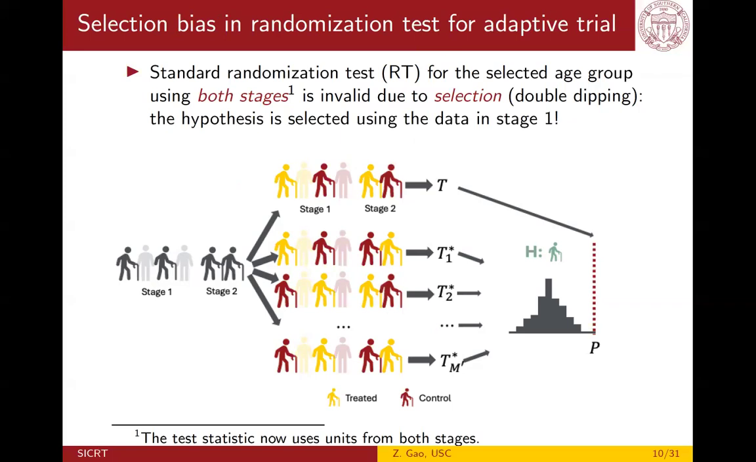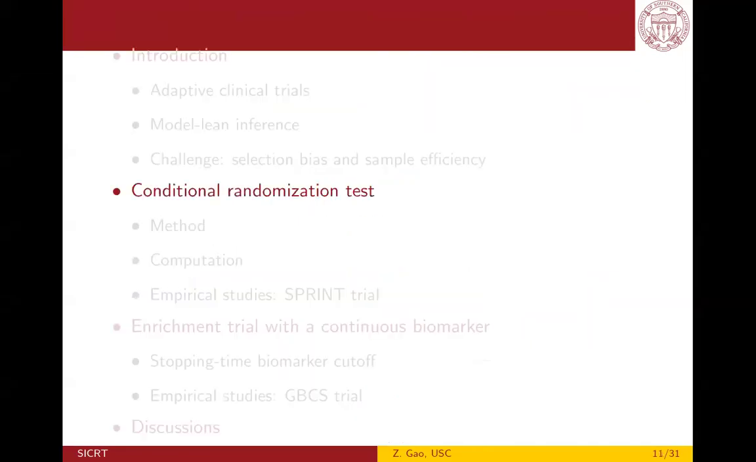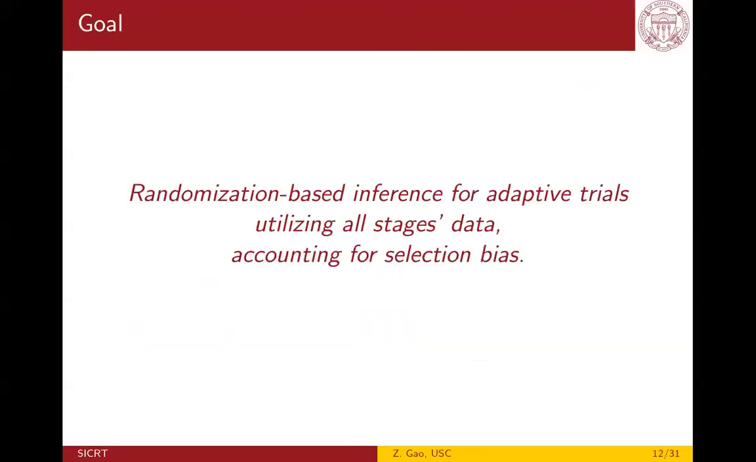Because we know that in the first stage, we did some selection. And now if we just ignore that selection and do a vanilla randomization test, then we are actually using the first stage data twice. And that is what we call the double dipping. All right, so now we are caught. We want to use more data, but if we use more data, then we have the selection bias issue. So can we get something that leverages both stages and is free from selection bias? Well, that is our goal, and that is what the conditional randomization test, which I'm going to tell you about in a second, is going to achieve.